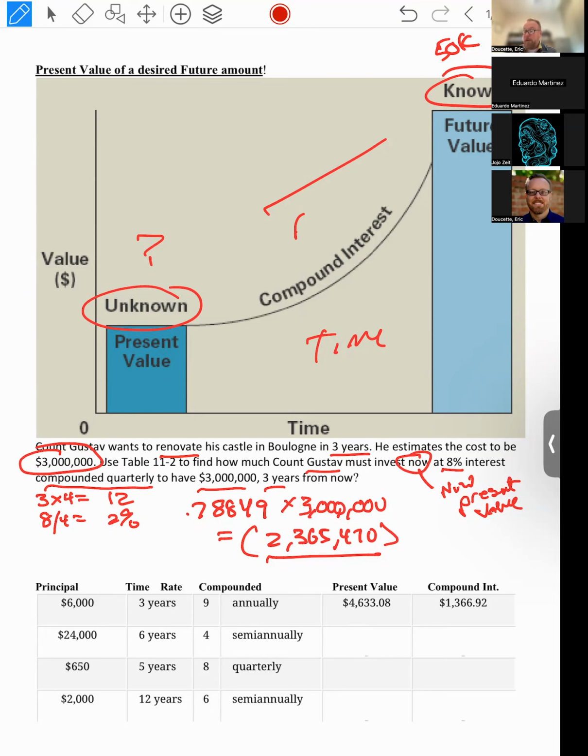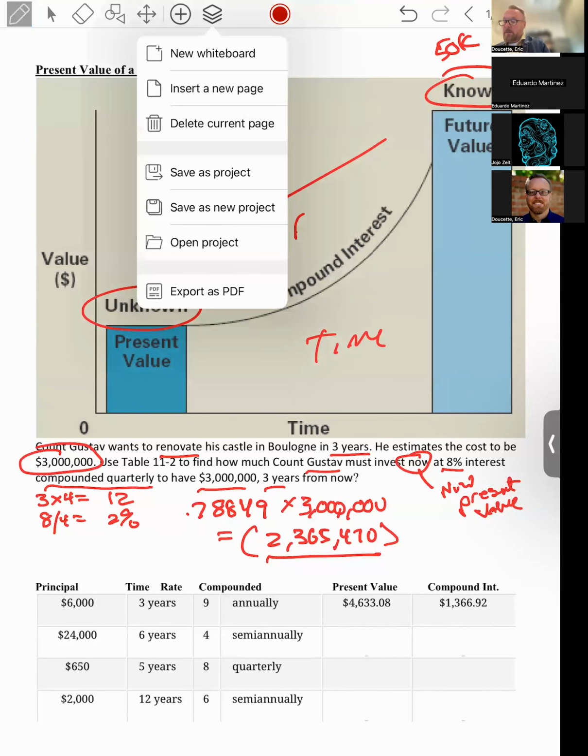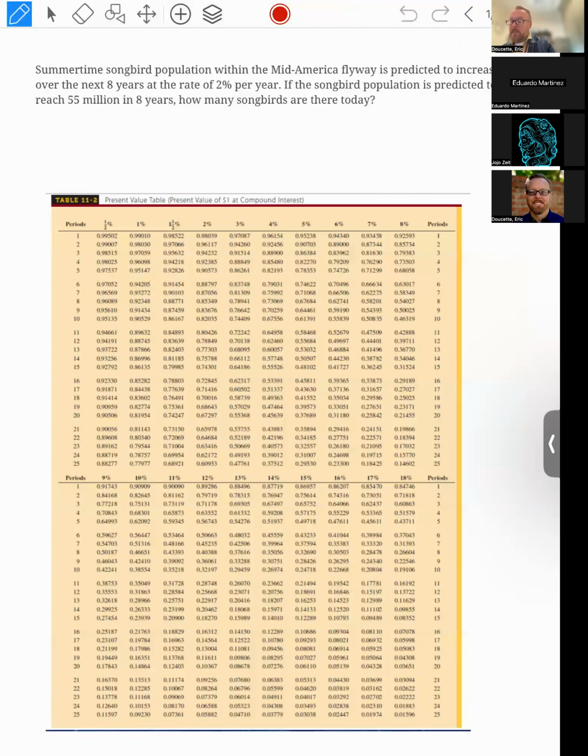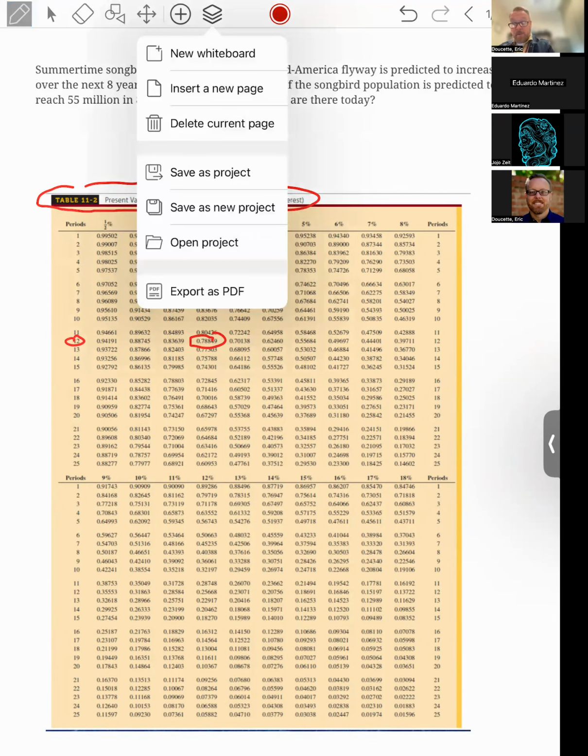So that's how you solve these problems. Exactly the same. You're just using a different chart, using chart 11.2. And I'll show you that chart real quick here, just so you can see the difference. It's exactly the same, but it does say present value table. And again, in that case, we just use the 12 periods and the 2%, and we got the 0.78849, and that's what we use to multiply by the future amount that we're hoping to have, and that gave us the present value of what we needed.